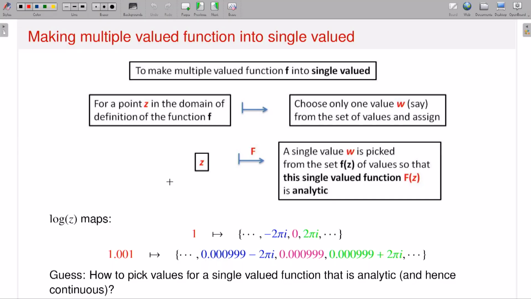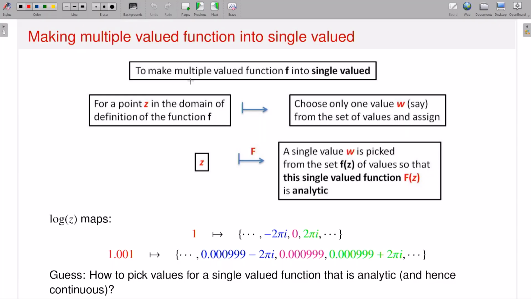Like in the small arg object I have explained. Okay, now the question is, I have a multivalued function, so how to make it a single valued function? So I have just drawn a diagram to make a multivalued function f into a single valued one. Now for a point z in the domain of definition of function f, choose only one value, say w, from the set of values and assign.